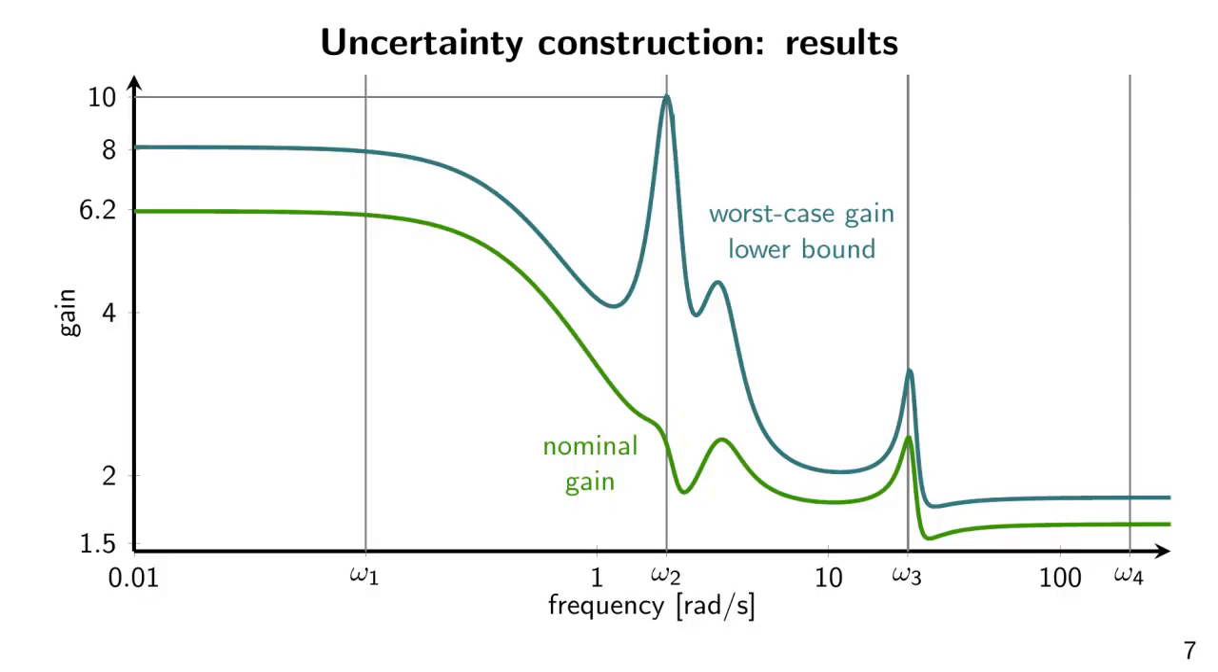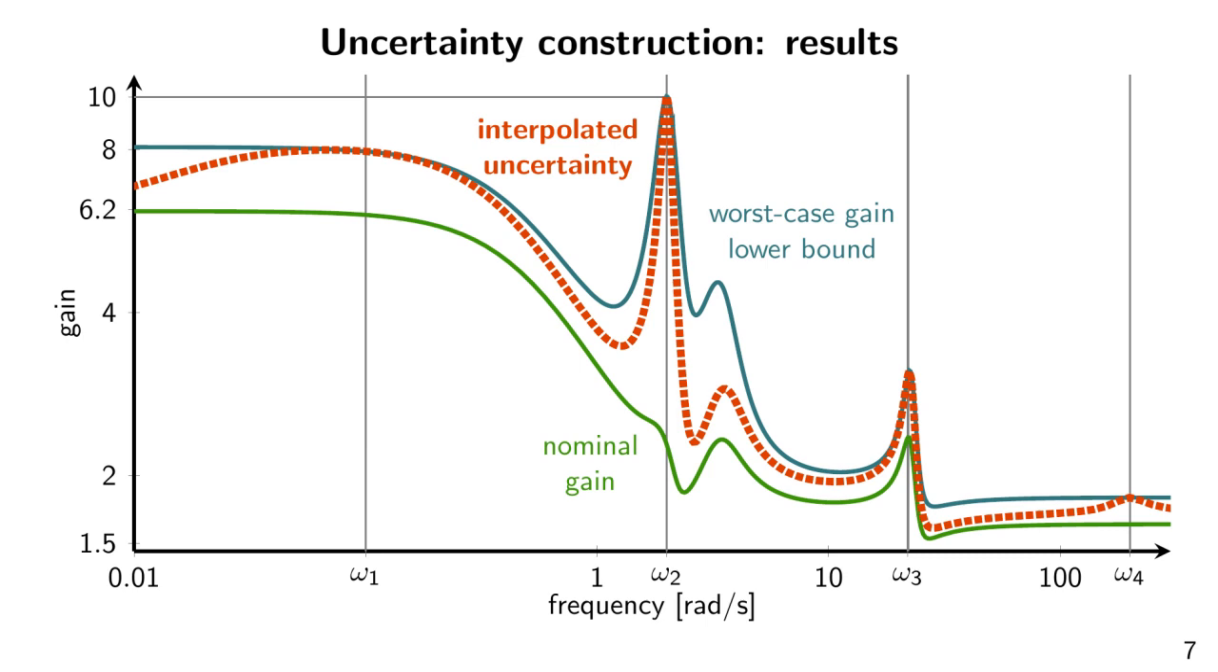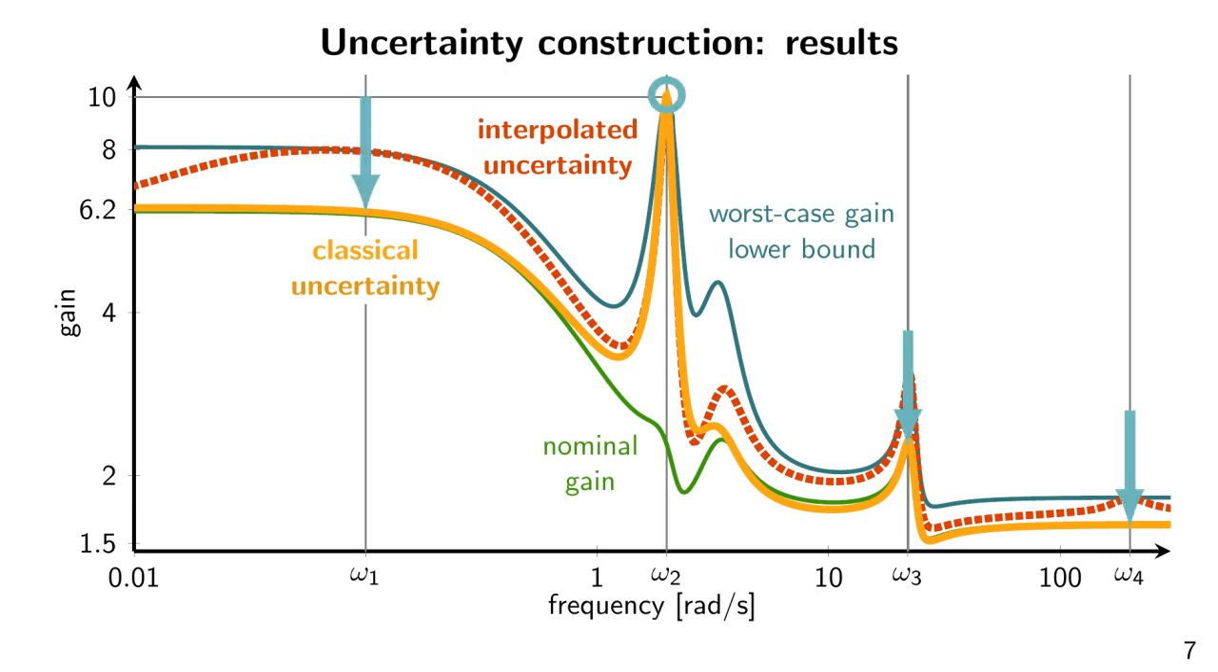This is again the nominal gain and worst case gain lower bound of the system. When we substitute the interpolated uncertainty, this is what we get. Observe that the gain of the system with this sample indeed touches the worst case gain lower bound at the given frequencies. Let us compare this to the worst case uncertainty constructed using the classical method. With this uncertainty, the gain of the system is maximal at the peak frequency, but there is considerable drop at the rest of the frequencies.